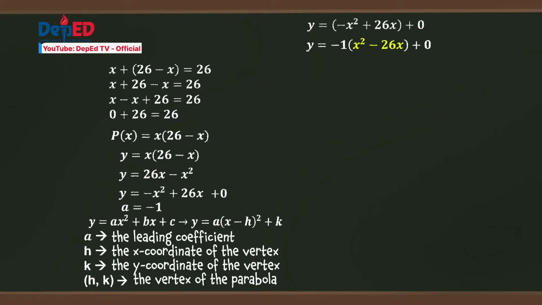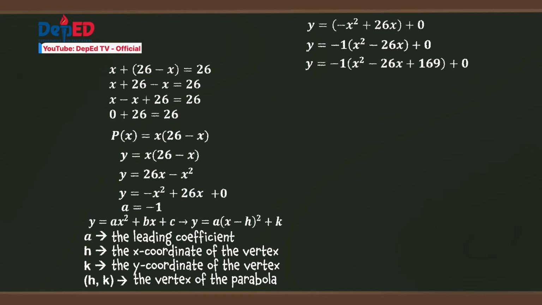Then we have to turn the binomial enclosed in the parentheses into a perfect square trinomial. How do we do this? First, we square the half of the coefficient of x. This coefficient is negative 26. Half of negative 26 is negative 13. Square of negative 13 is 169.